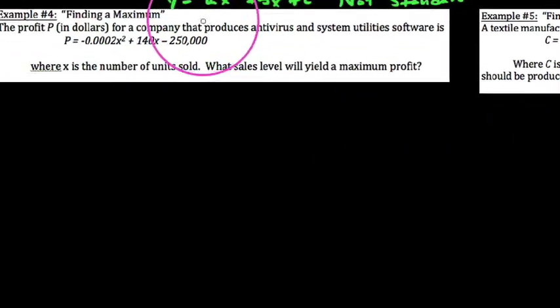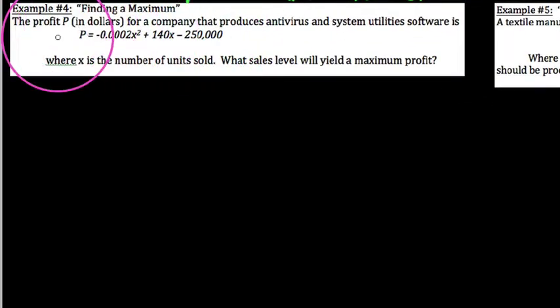So, speaking of finding maximums, let's take a look at this problem. The profit P, in dollars, for a company that produces antivirus and system utilities software, I know it sounds super fun, is equal to P equals negative 2 10,000ths x squared plus 140x minus 250 grand, where x is the number of units that we sell. This would model our profit as the number of units we sell changes. What we want to do is find the sales level that will yield the maximum profit. So find the value of x that is going to yield the maximum profit.